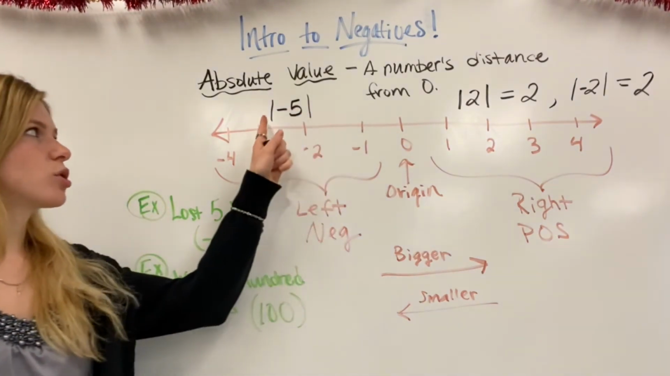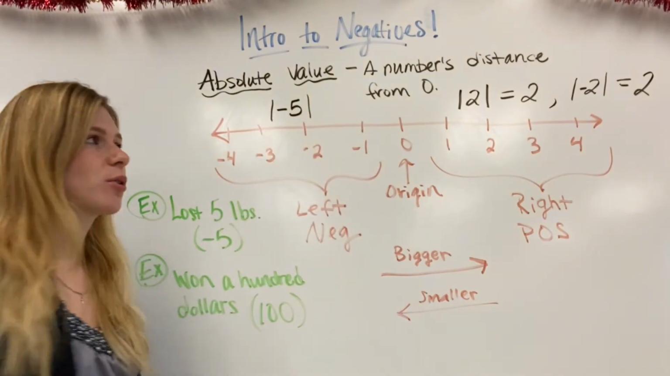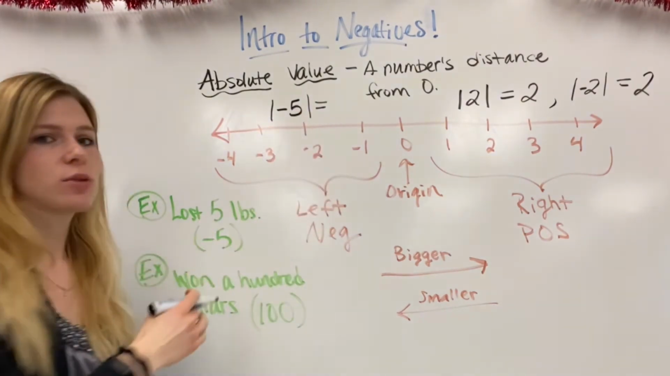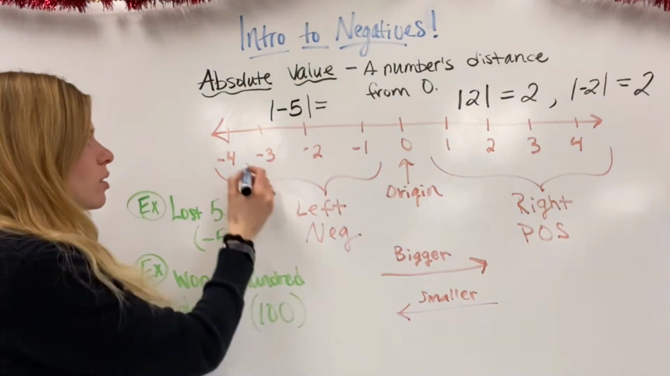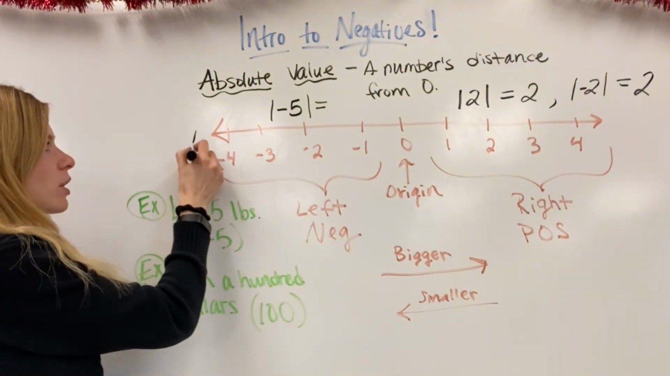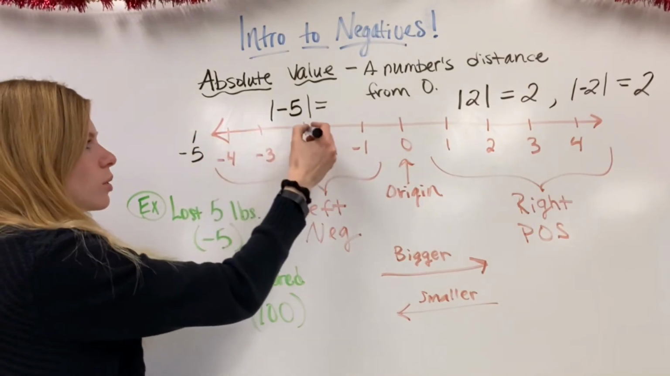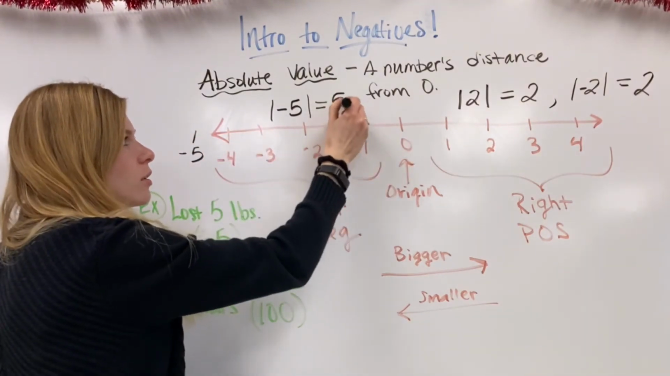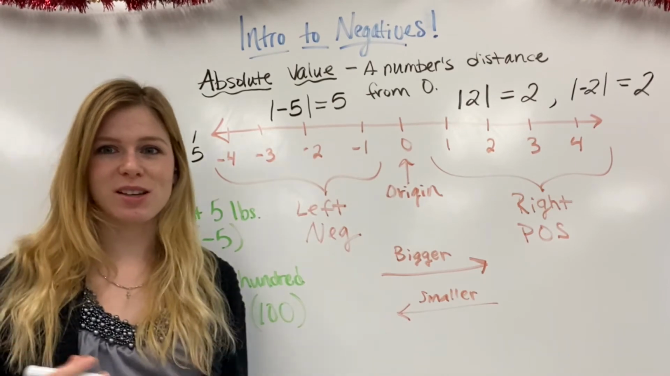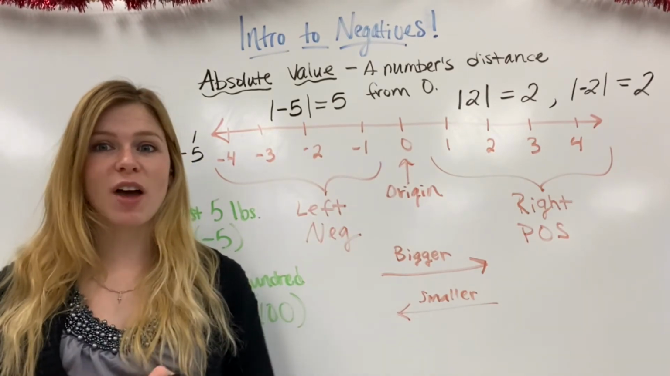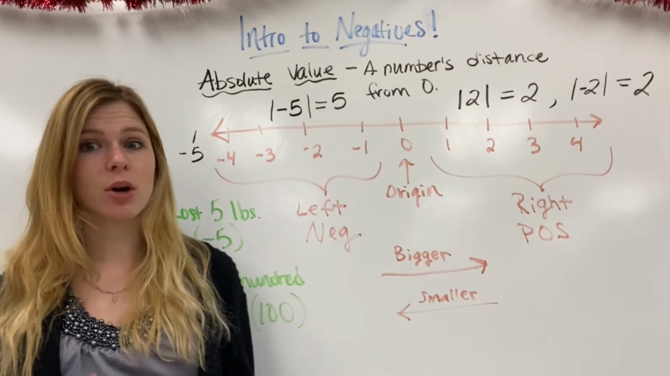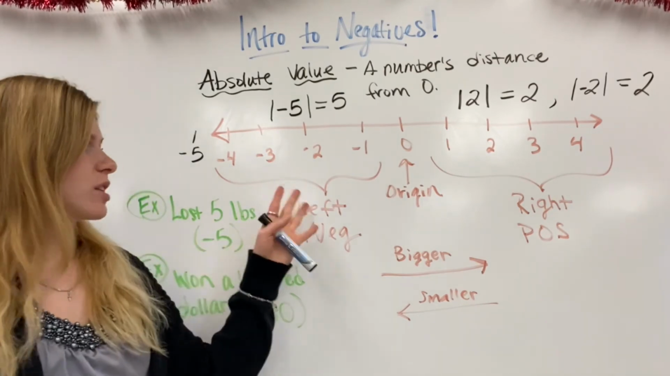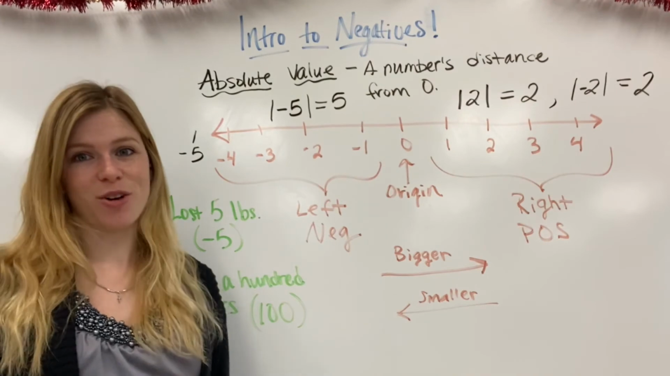Again, those 2 lines mean absolute value. If you see 2 lines around a number, it says, hey, what is my distance from 0? So if I had a -5 over here, I'd go 1, 2, 3, 4, 5. +5 spaces from 0. That is how you find the absolute value of a number, whether it's a positive number or a negative number. You just count the spaces it is from 0.